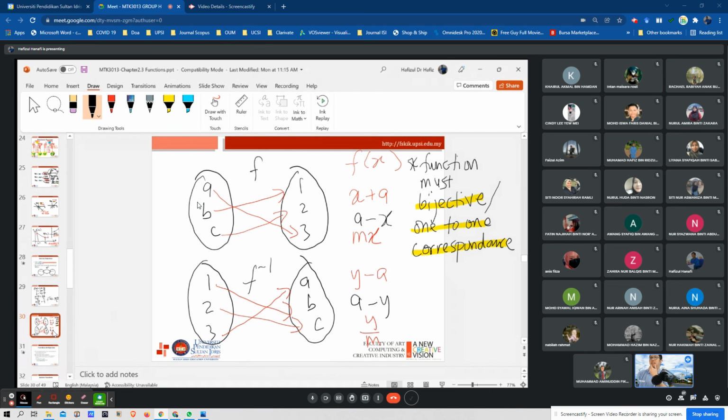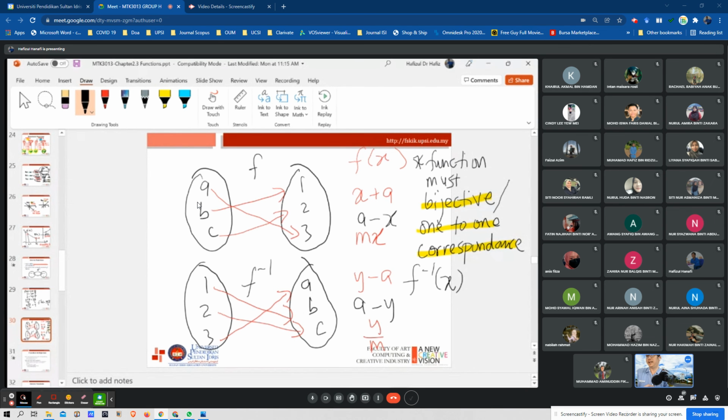A function must be bijective and also a one-to-one correspondence. If you have f(x) and you want to find the inverse: x plus a, when you inverse, is equal to y minus a. And if you have a minus x, it is equal to a minus y. And if you have mx, the inverse of the function is y divided by m. Boleh?